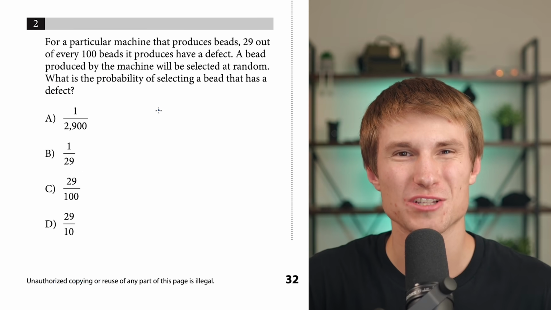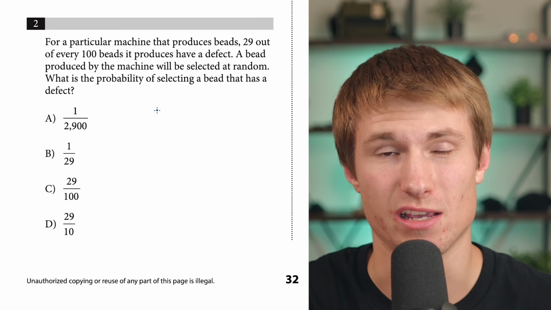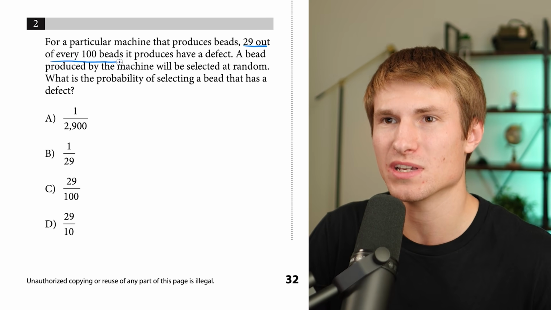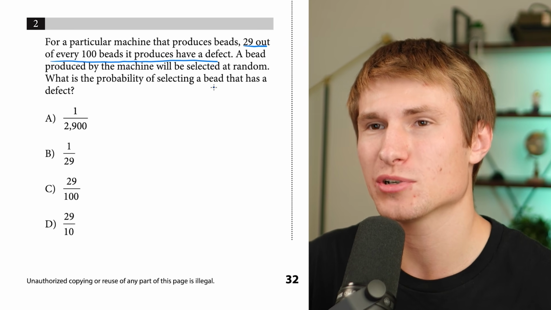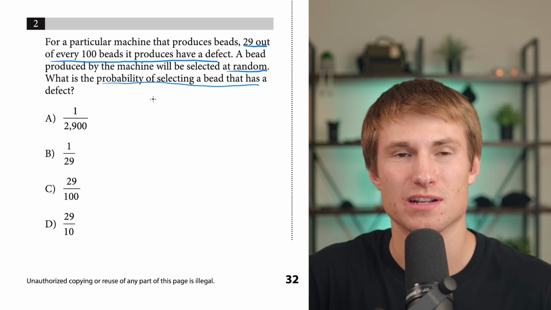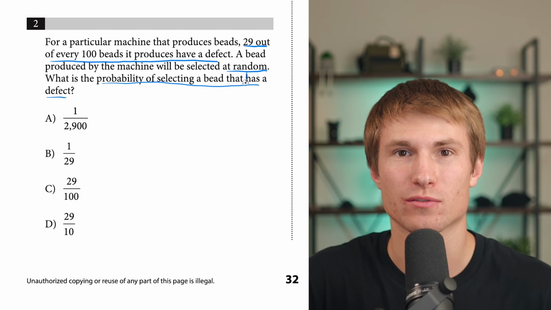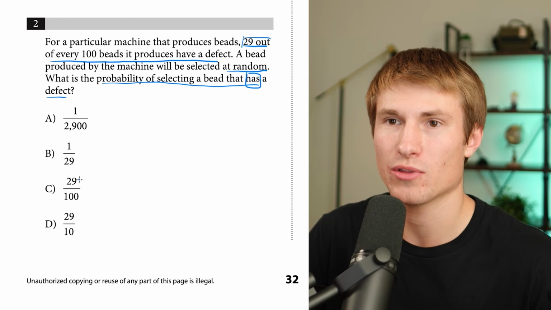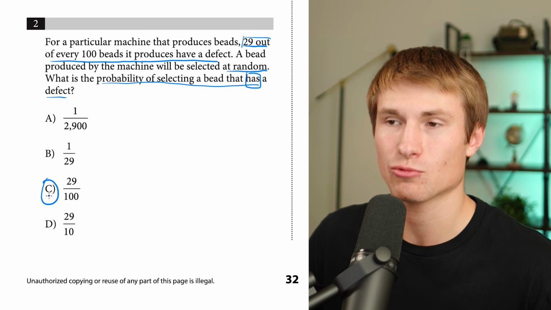Here's how to answer this probability question on the SAT. Question 2 states for a particular machine that produces beads, 29 out of every 100 beads it produces have a defect. A bead produced by the machine will be selected at random. What is the probability of selecting a bead that has a defect? In this case, we are looking for those that have a defect, which we know is 29 out of every 100. So we know that our probability of that must be answer choice C, 29 out of 100.